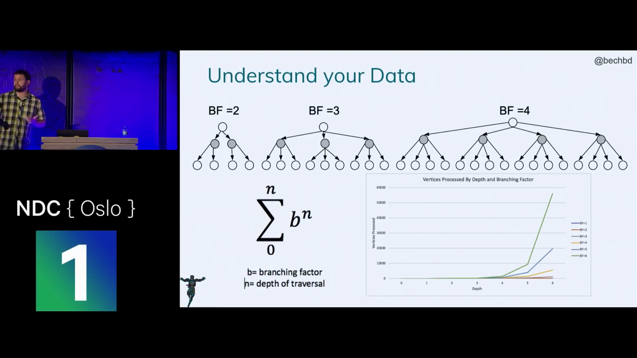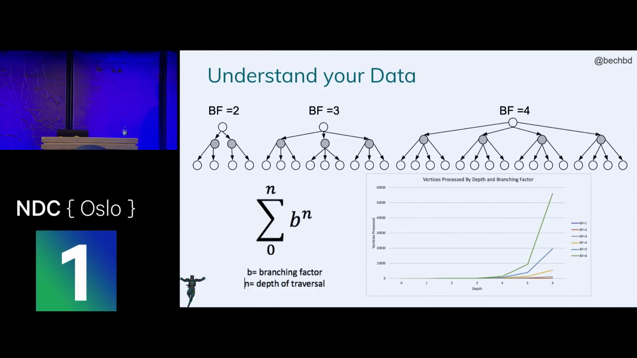Which doesn't seem like a big deal until you start saying, maybe my data doesn't have a branching factor of 2, it's got a branching factor of 6. Well, if you want to do a branching factor of 6 and you want to go out 6 levels deep, that means you're touching something like 56,000 vertices in order to get there. It's a very complex problem. So understanding what your data looks like is really critical in order to, yet again, set realistic expectations of what you can do.